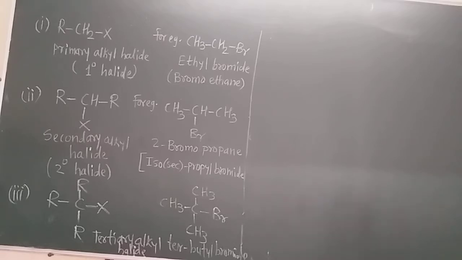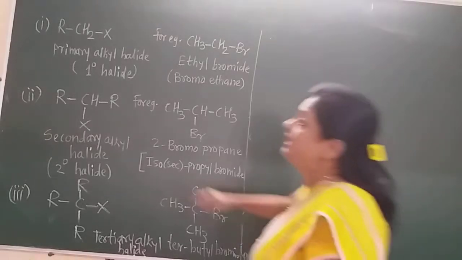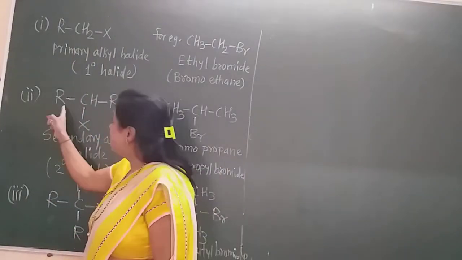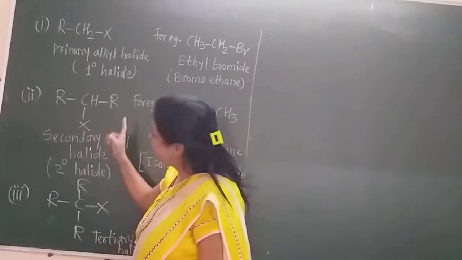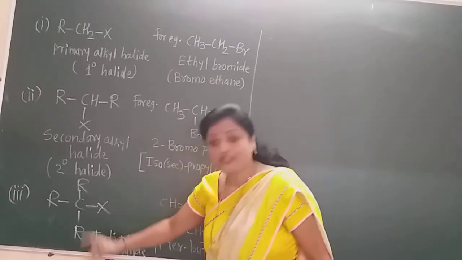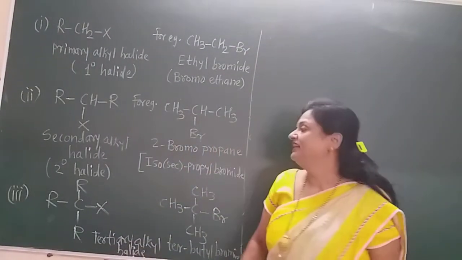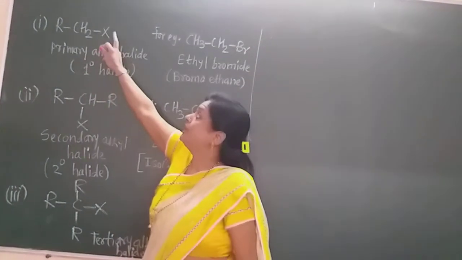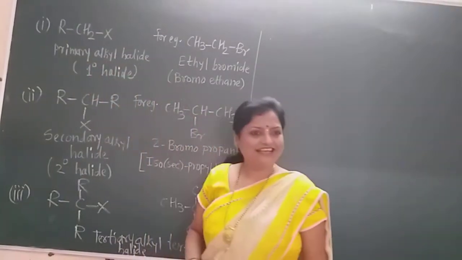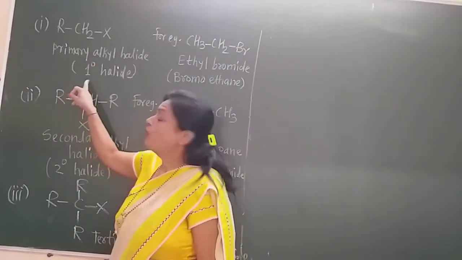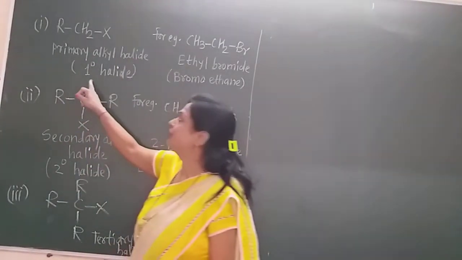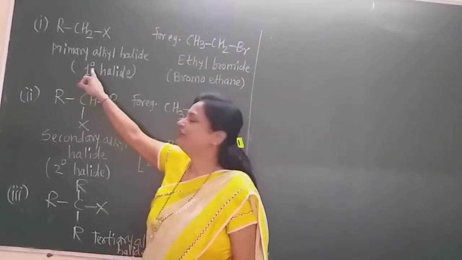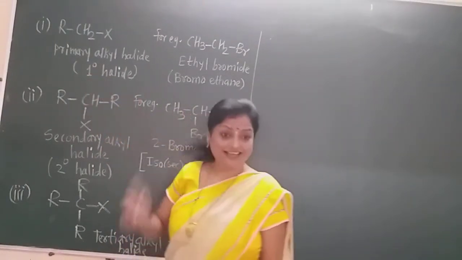Now see, you know, in the 11th standard, if the carbon has 2 hydrogens, it is the primary carbon. If the carbon has only 1 hydrogen, it is a secondary carbon. And if the carbon does not have any hydrogen atom, it is the tertiary carbon. So this is the general formula of primary alkyl halide. X means halogen. Primary alkyl halides are also denoted as 1°. So in this way you can write primary alkyl halide.